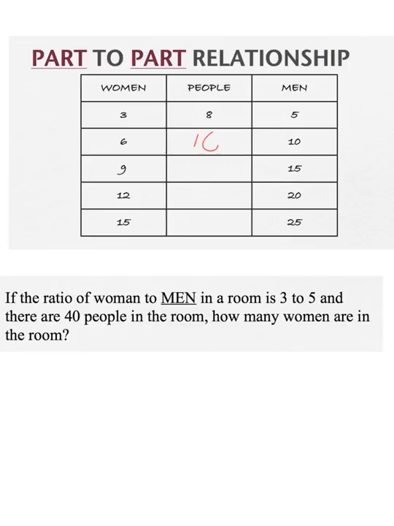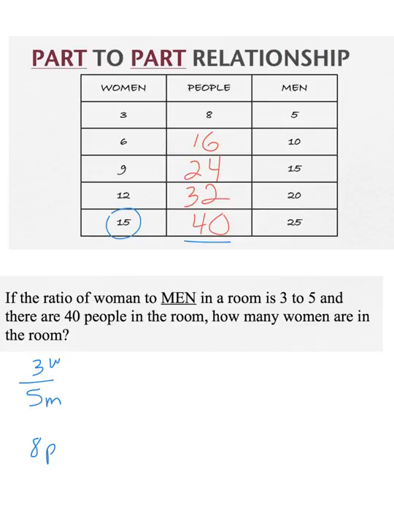So we had 16, 24, 32, and 40. You notice by extending the chart, you can see that there are 15 women when there are 40 people in the room. But let's take a look at it mathematically.